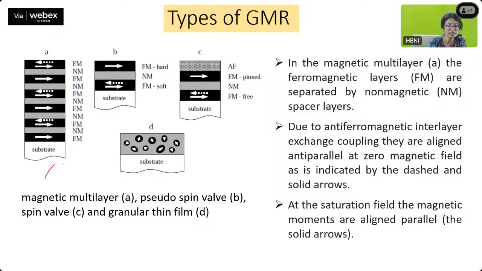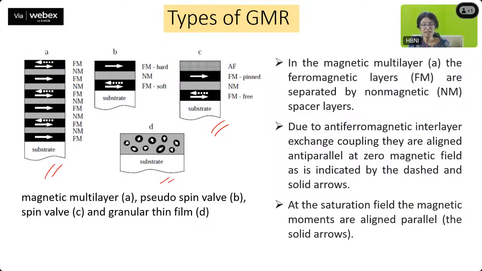One is the magnetic multilayer, which is A. B is the pseudo spin valve. C is the spin valve. And D is the granular thin film. So now we will discuss what exactly are these different types of giant magnetoresistance materials.